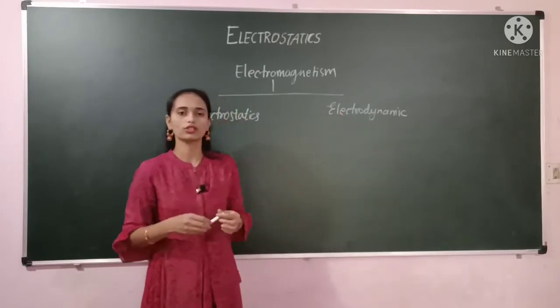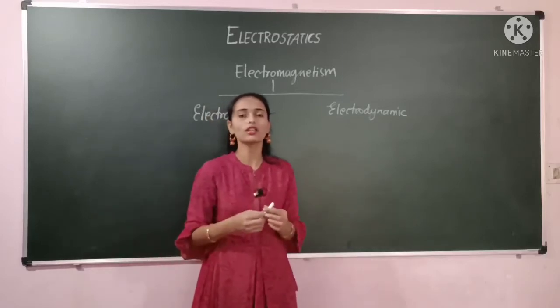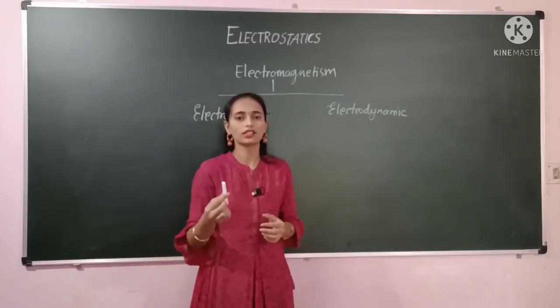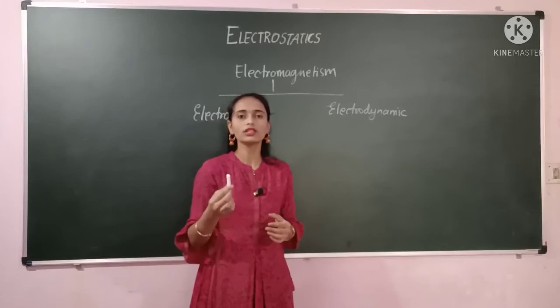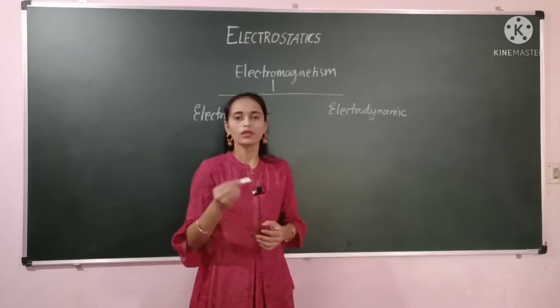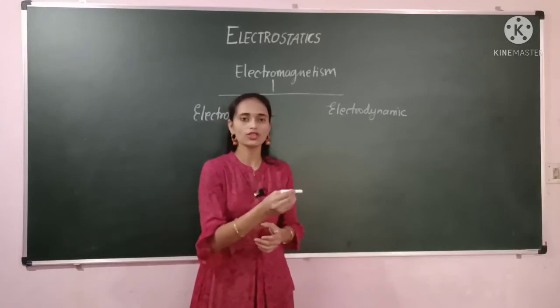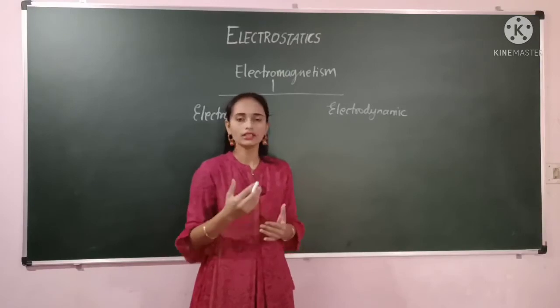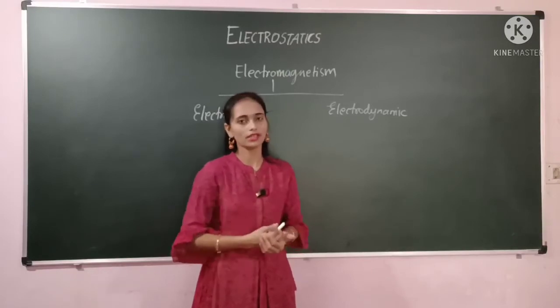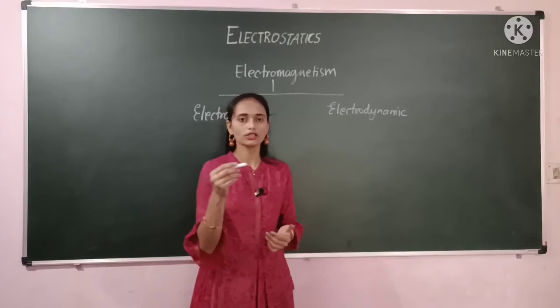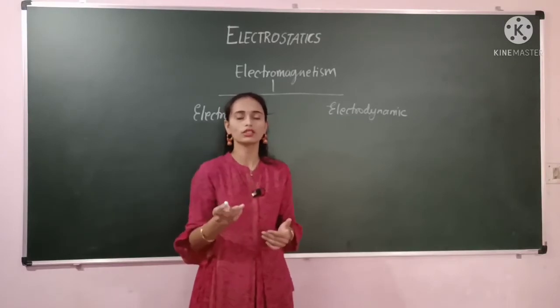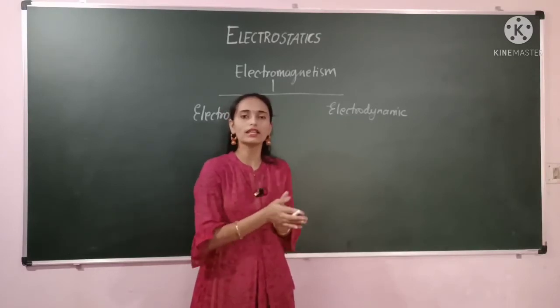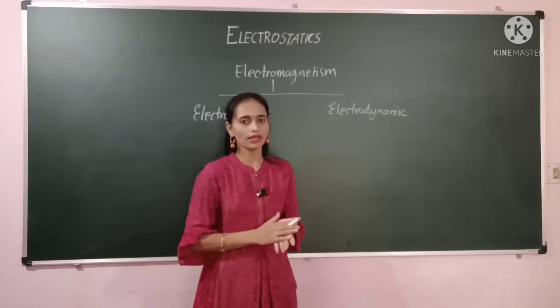Suppose you consider this is a charge. If this charge is at rest, it will create only an electric field. But if the same charge is in motion, it will create an electric field as well as a magnetic field. When the charge is moving with constant velocity, it will create two things: one is the electric field, another one is the magnetic field.